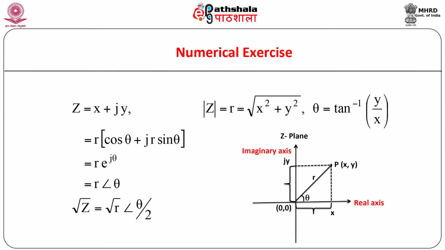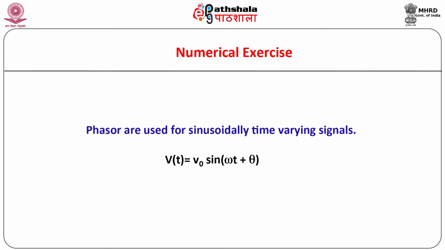Symbolically, it is represented as z = r∠θ. Note that the square root of a complex number z is given by z^(1/2) = √r ∠θ/2. Sinusoidally time varying quantities like electric current and voltage with constant amplitude and frequency can be expressed in phasor form. Such representation becomes highly useful in AC circuit analysis and electromagnetic field theory.